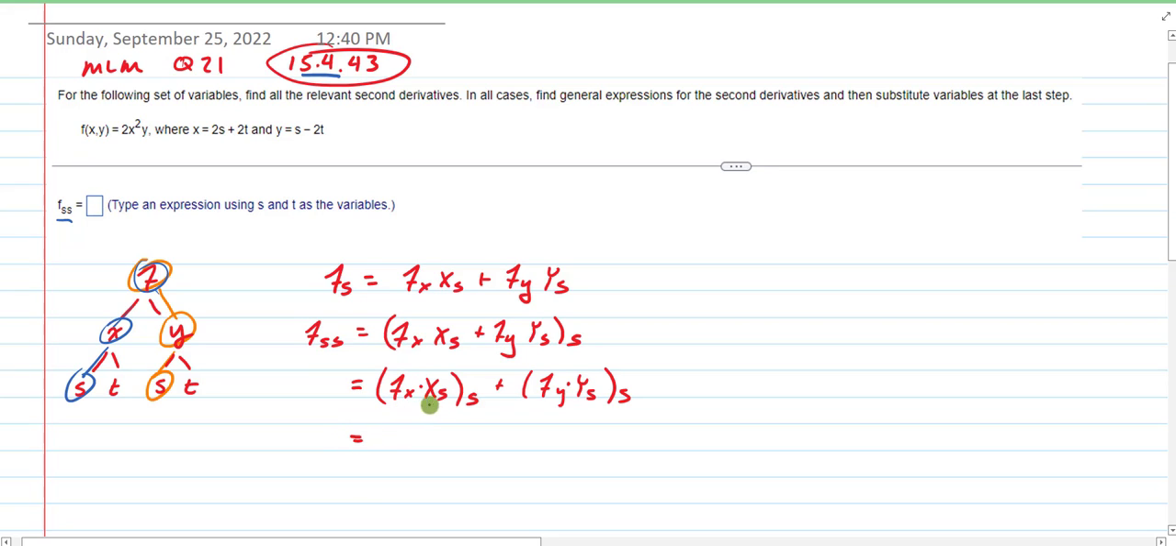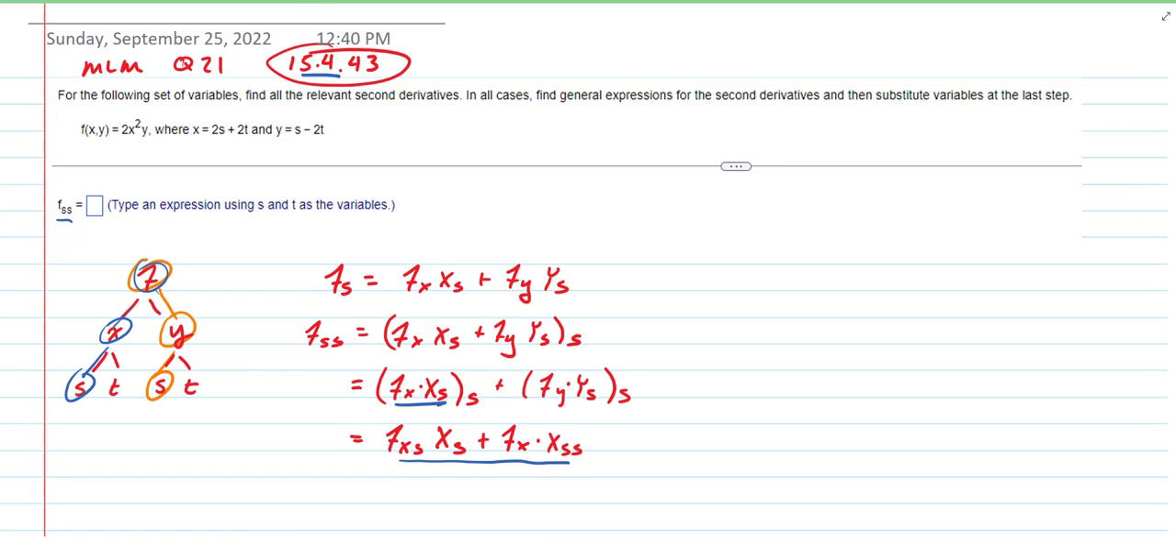So how do I do the product rule on this? I'm going to do the derivative of the first, so f sub xs times the second, plus the first, f sub x, times the derivative of the second, x sub ss. And all of that, just to clarify, is this product rule right here.